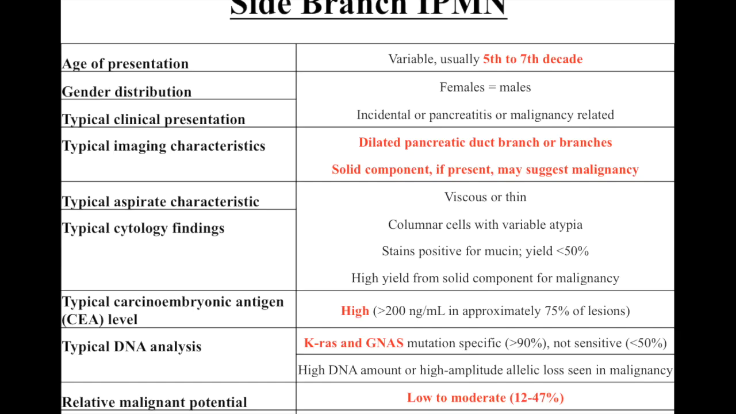Side branch IPMNs are as they sound. They're mucinous cysts with the cyst located on side branches and with less main duct dilatation than we saw with the main pancreatic duct IPMNs. The side branch IPMNs have a lower risk of cancer. And these are mucinous cysts that can be observed if small and without high-risk features.